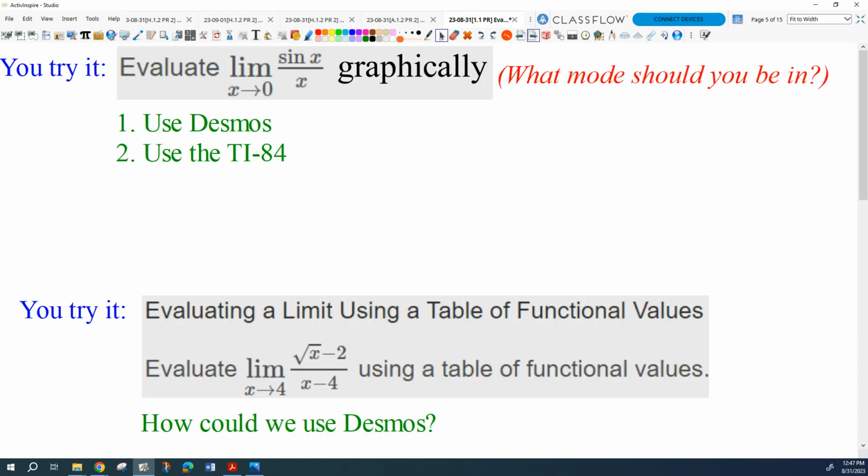So let's look at some examples here. We want to just practice a little bit. Why don't you guys bust out your Chromebooks real quick and do this. I want you to try to evaluate this limit graphically. And I'm going to show you how to do it on your TI-84s also. Okay, so the limit of sine x over x as x approaches 0.